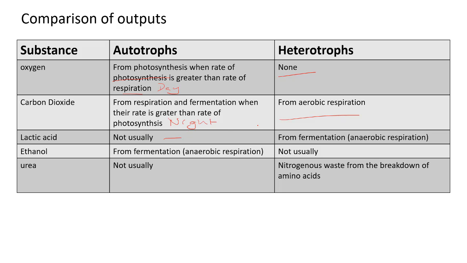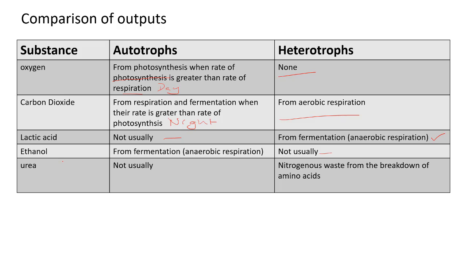Autotrophs don't usually give out lactic acid, but we do. We know about fermentation. Your muscles respiring anaerobically will produce lactic acid. Ethanol, not usually happening in heterotrophs. We'd be in a bad way if we did make it. But from fermentation, anaerobic respiration, autotrophs can.